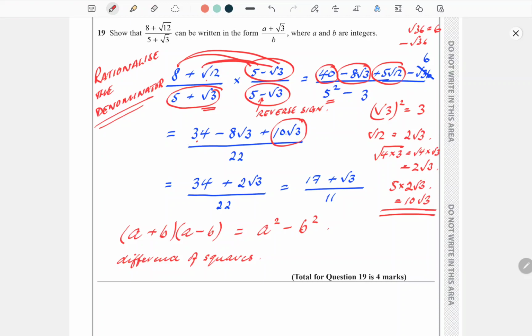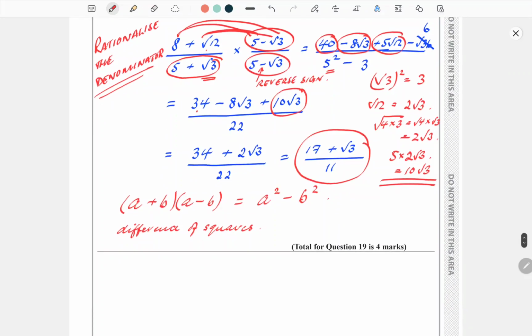Okay, tidying it all up now. Effectively, you've got 10 root 3 minus 8 root 3, 2 root 3. So 34 plus 2 root 3 over 22. Everything can be divided by 2. And you're left with the answer 17 plus root 3 over 11. Hopefully that made sense.